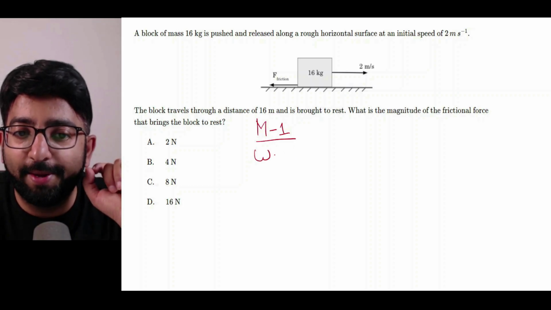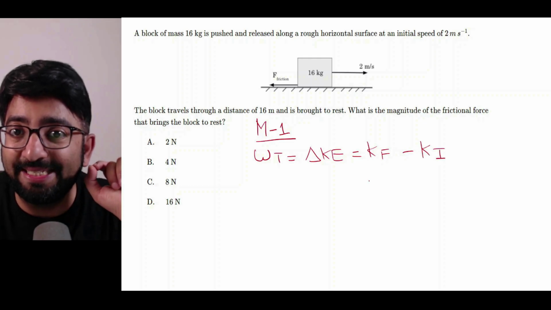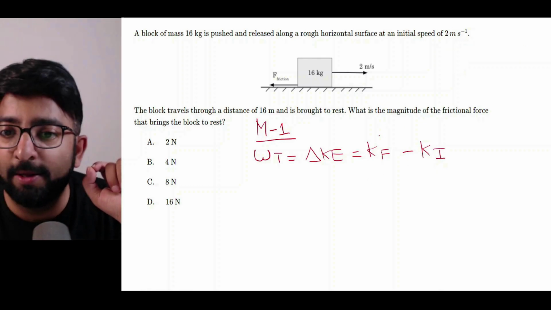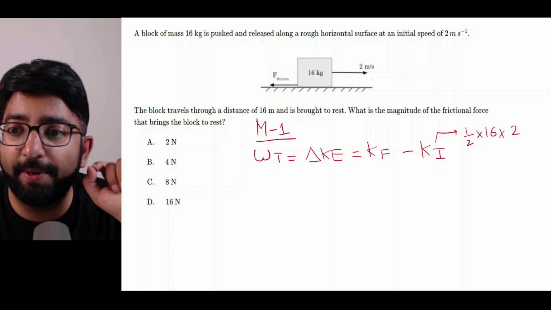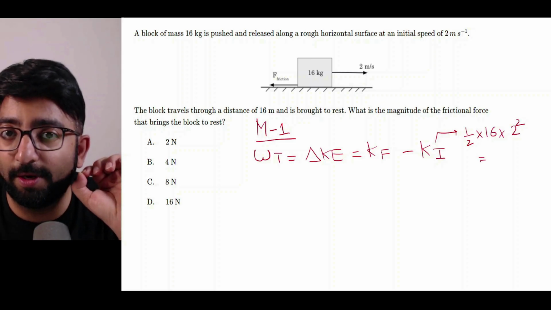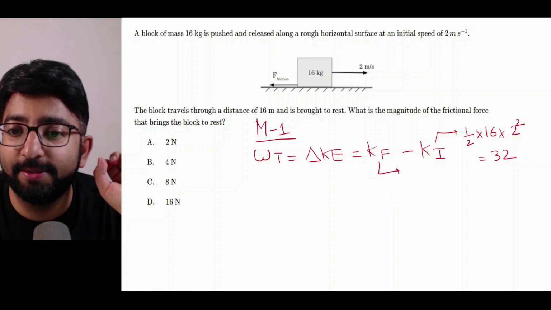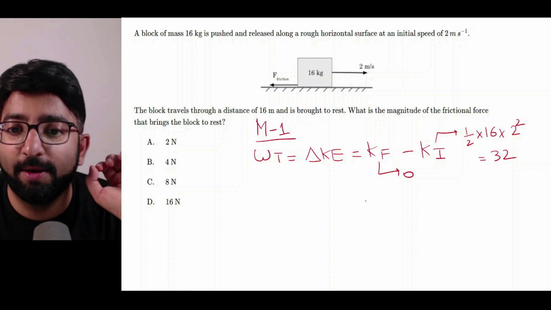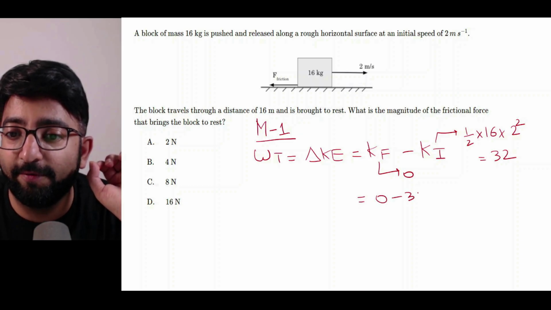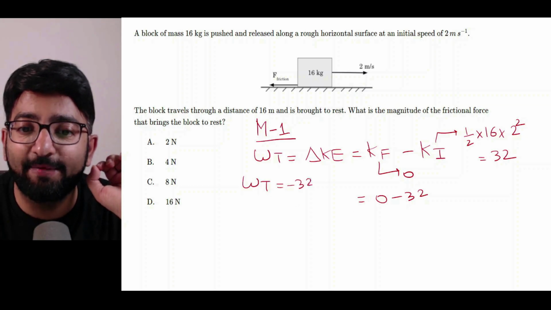So method 1, work energy principle states that the total work done is equal to the change in kinetic energy, which we can write as final minus initial. Now, initial speed is given as 2 meters per second. So, initial kinetic energy, let's write that half mv square, mass is 16 and the speed is 2 square. So the initial kinetic energy will come out as 32 joules. But the final kinetic energy is 0 because it is mentioned that the block comes to rest. So the change in kinetic energy will be 0 minus 32. Hence, the total work done will be equal to negative 32 joules.